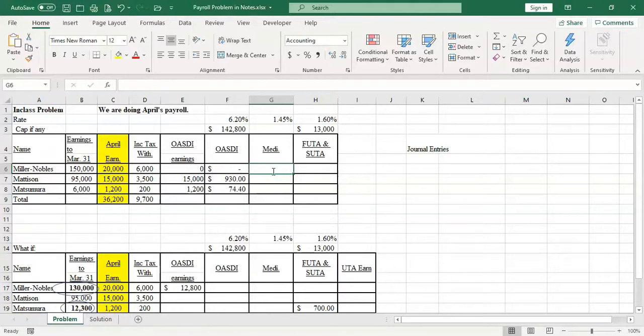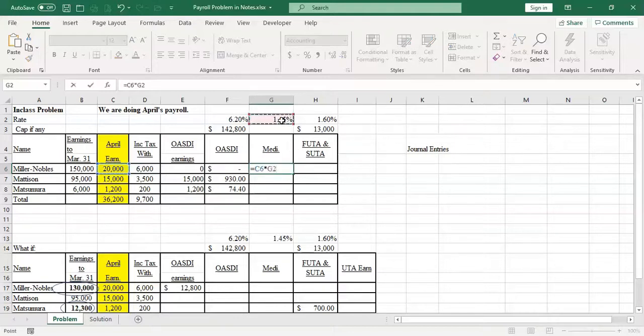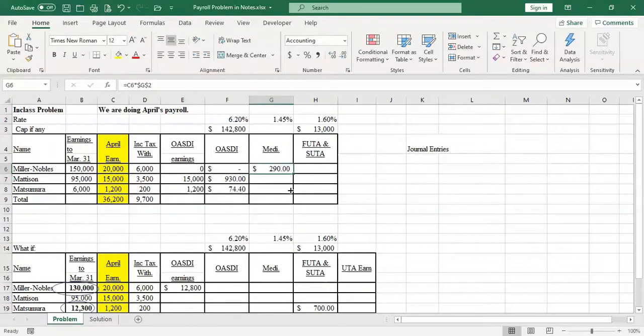Nice thing is Medicare is nice and easy because whatever you earn, you pay on. If you hit that F4, you get the little dollar signs around here. And that's function 4. Copy down. It will keep going back to this number.